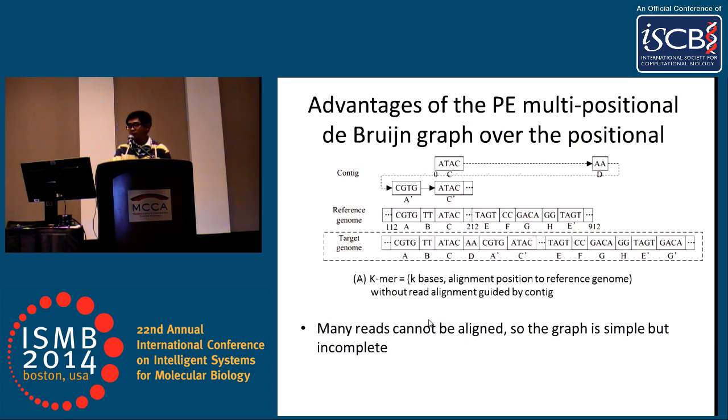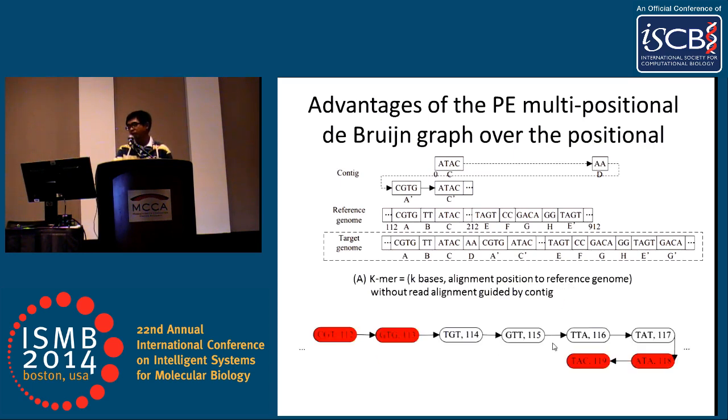So if we let the k-mer, k-basis plus the alignment position to the reference genome, this de Bruijn graph would be a positional de Bruijn graph. And we align the reads directly to the reference genome. We don't use the pre-assembled contigs to guide the read alignment. Then many reads cannot be aligned, and the de Bruijn graph would not be so complete. So this is the resulting de Bruijn graph.